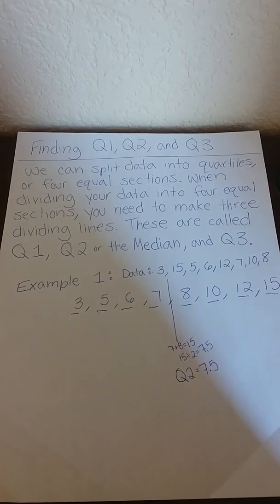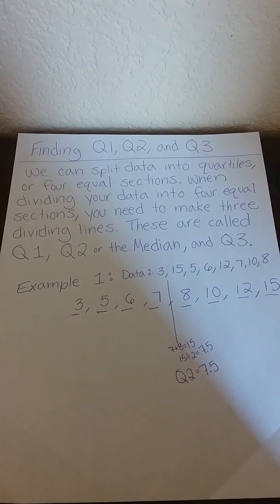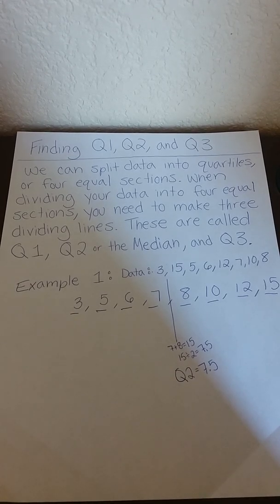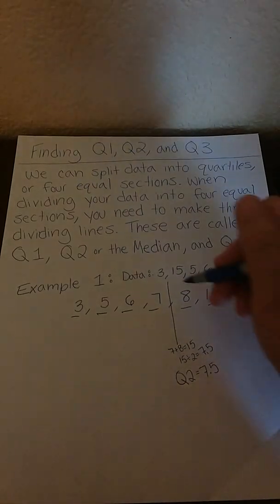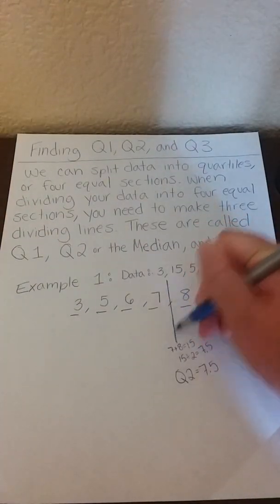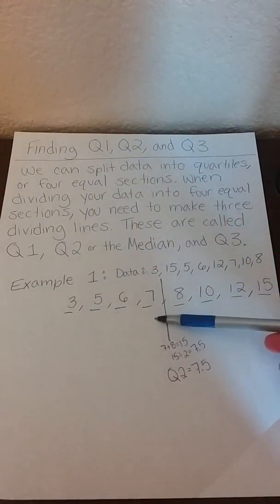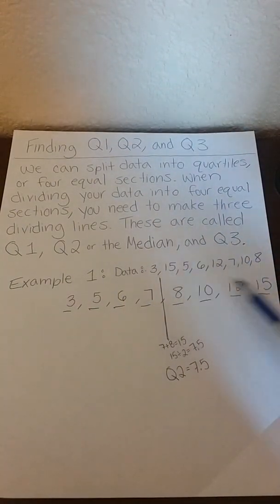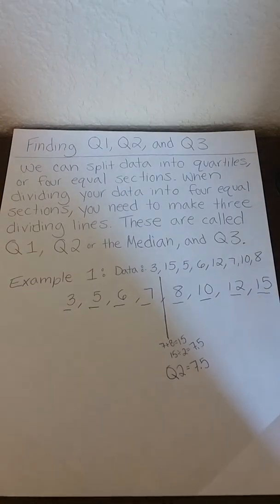Okay, now Q1 and Q3 are the middles of the lower half of the data and the upper half of the data. This is considered a dividing line. It splits our data into a lower half, all the numbers that are below 7.5, and an upper half, all the numbers that are above 7.5.